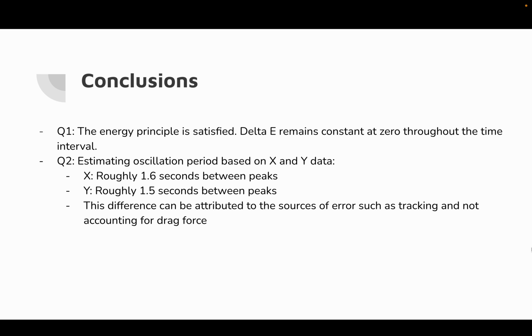Second, the oscillation periods from the data. From the X data, the period between peaks is roughly 1.6 seconds. From the Y data, it is roughly 1.5 seconds. The small difference is expected given tracking uncertainty and the fact that we did not include drag. The two estimates are close, which supports the overall consistency of the analysis.